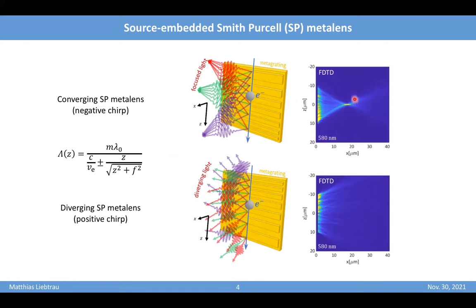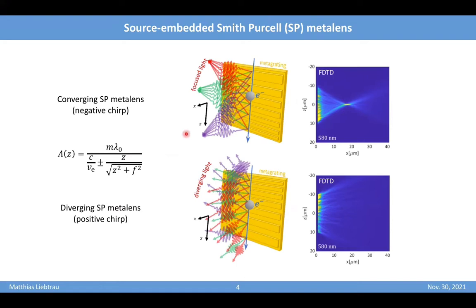And now performing simulations for these two different structures, we in fact observe for our nominal design wavelength at 580 nanometers this nice focal spot here around 17 microns away from the grating plane on the left. And for the diverging structure, in fact, we have diverging wavefronts emitted away from the structure with the virtual focus here at the equivalent distance behind the grating plane.